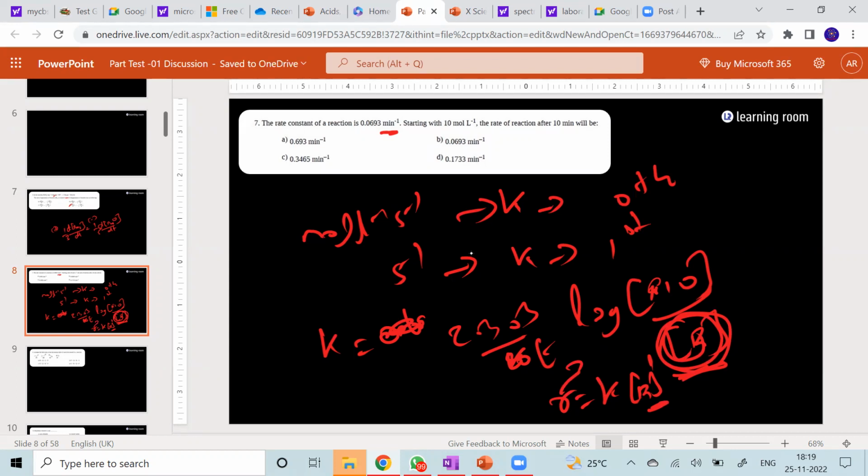Right. So you will find this K is given, T is given 10 minutes, R naught is also given 10 M. Now you'll find the final concentration and use R is equal to K into R power 1. K is known, that is not going to change, and R value becomes your final concentration, final rate. Very simple. Okay. Next.